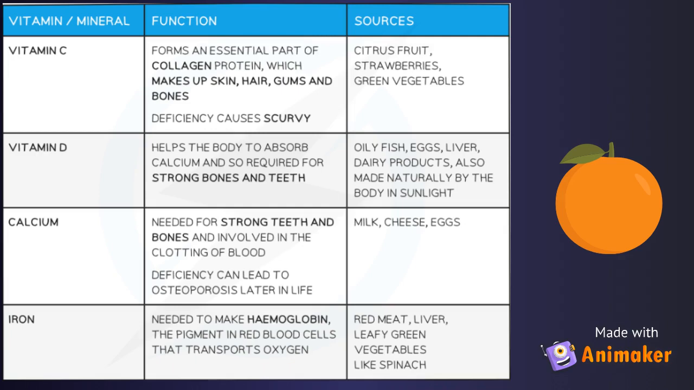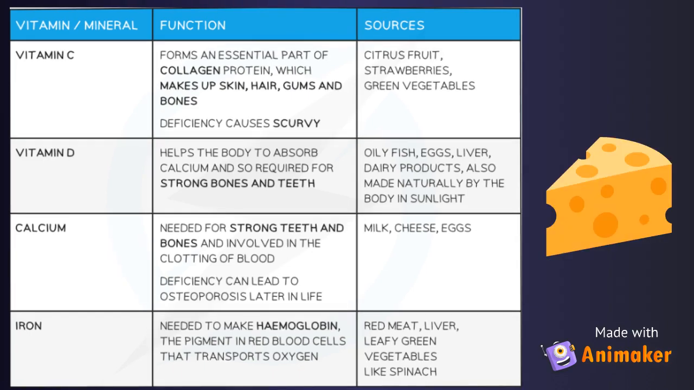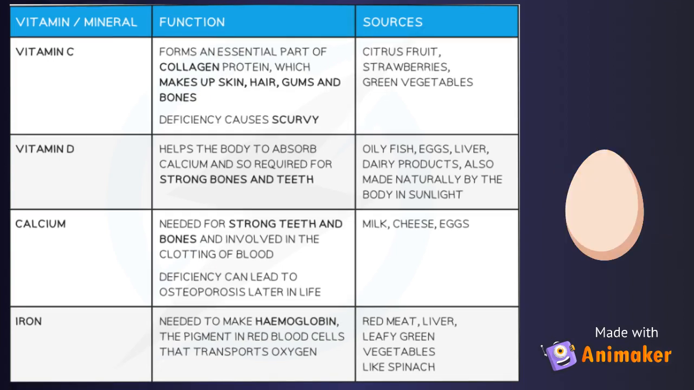Then the other one is calcium. Now, calcium is needed for getting stronger teeth and bones, and it is also involved in the process of clotting of blood. Its deficiency could be osteoporosis, but it could be later. It might not affect immediately. You could also get this deficiency later.